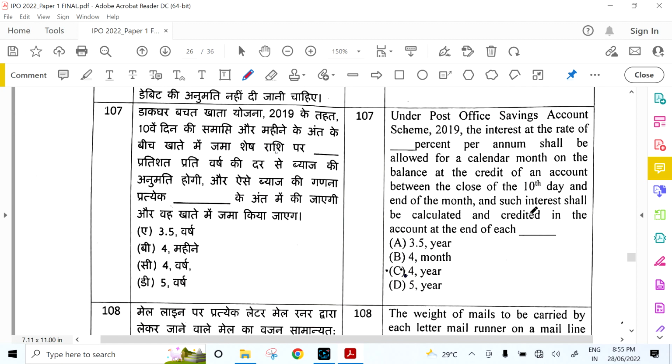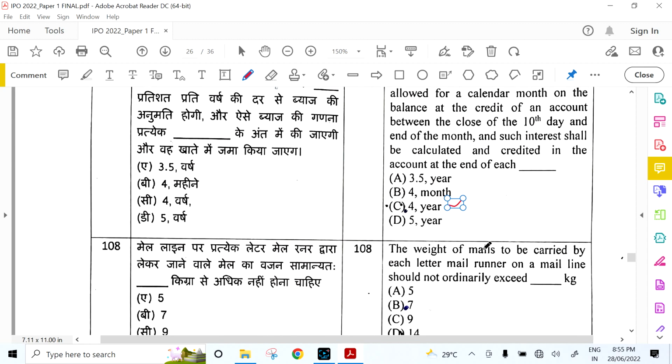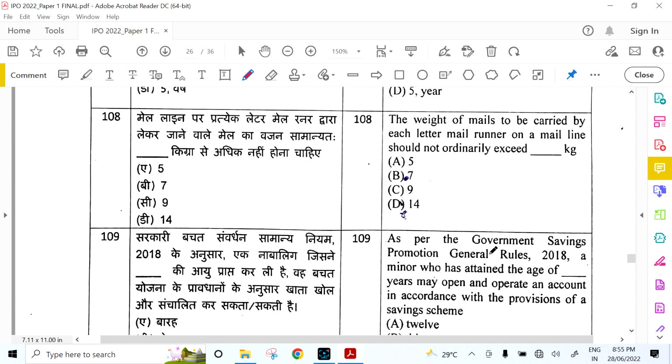Under post office savings account, the interest rate at the rate of dash percentage per annum shall be allowed for a calendar month on the balance at the credit of an account between close of 10th day and end of the month, and such interest shall be calculated and credited in the account at the end of each. It is 4% SB and end of each year. The interest will be credited at the end of each year.